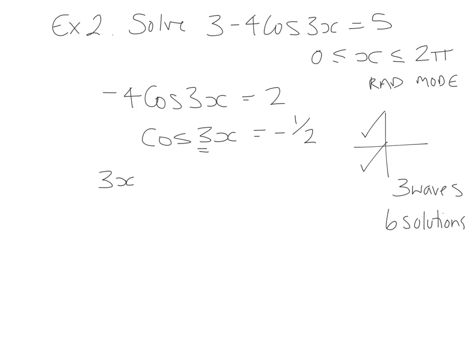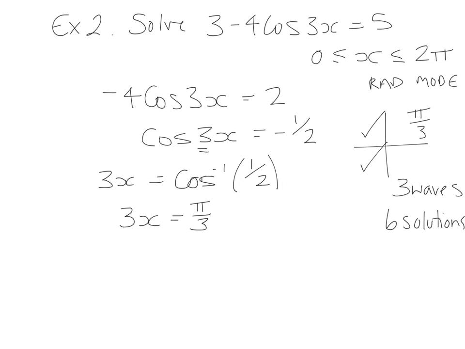Oh, I can't get that to work. There we go. So we'll take the inverse cos, but we ignore our negative sign, so it's just going to be an inverse cos of a half. So that's 3x equal to pi over 3, which is 60 degrees. So pi over 3 is our first quadrant answer. It's not one of our final answers though, it's not one of our final quadrants.